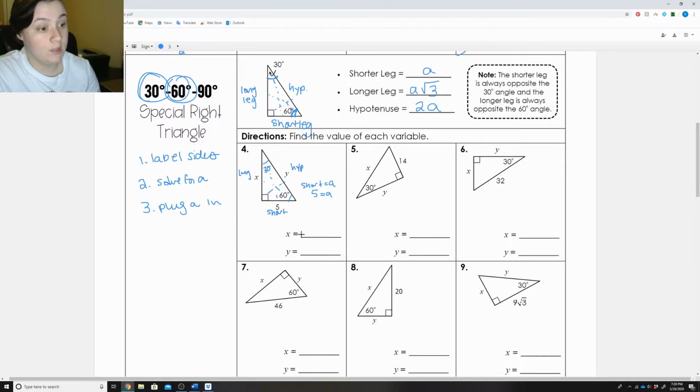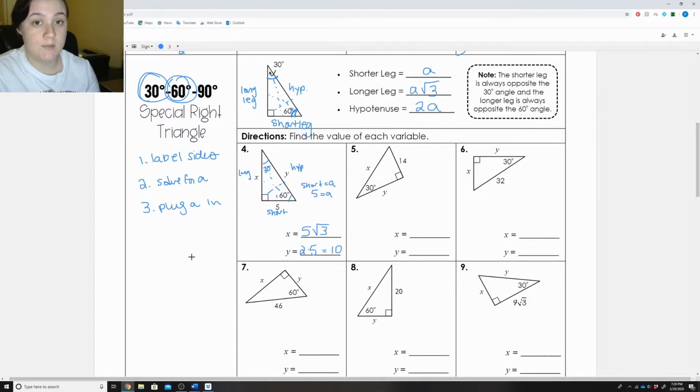From there, if we look at these, we need x. It's the long side. It's going to be whatever A is times the square root of 3. So we have 5 times the square root of 3. If we're looking for y, it's the hypotenuse. It's just going to be 2 times A. 2 times 5, so you're just going to get 10.